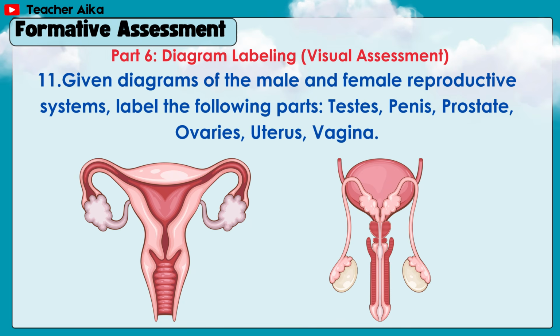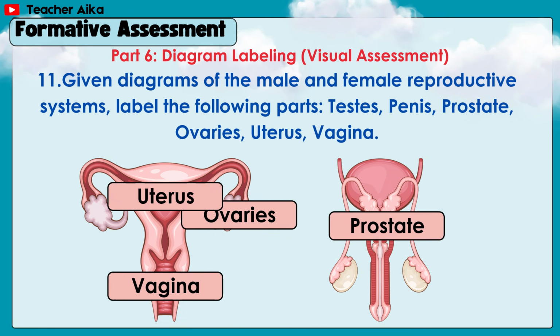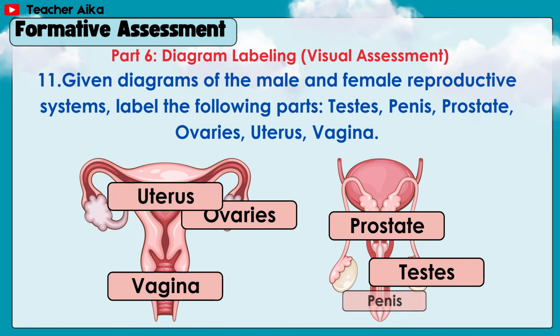Part 6, diagram labeling, visual assessments. Number 11. Given diagrams of the male and female reproductive system, label the following parts: testes, penis, prostate, ovaries, uterus, and vagina. And here's the answer: uterus, ovaries, vagina, prostate, testes, penis.